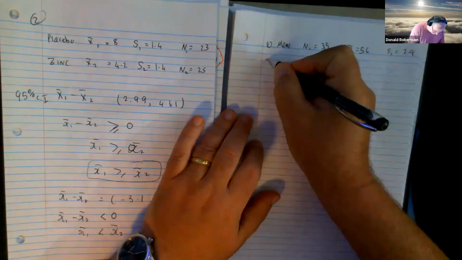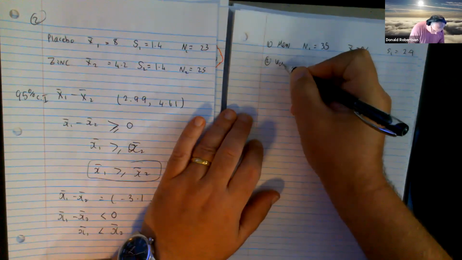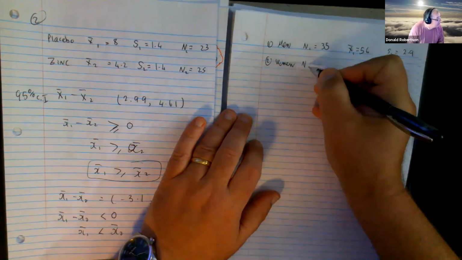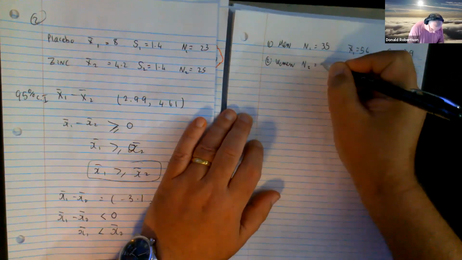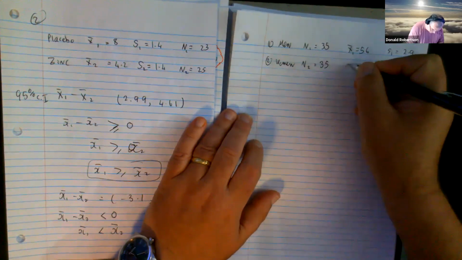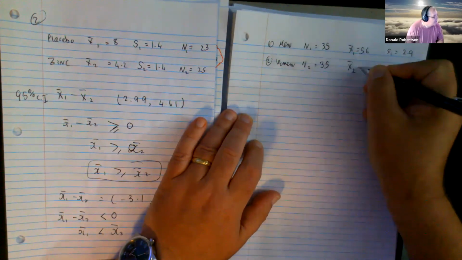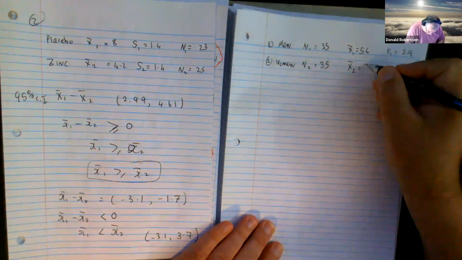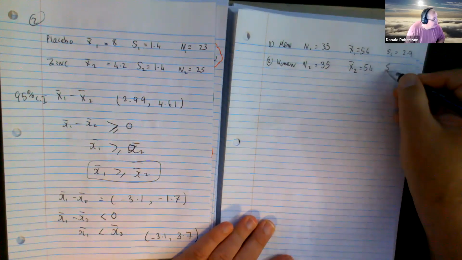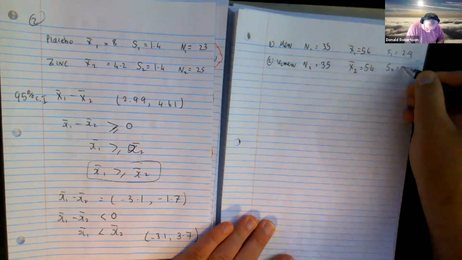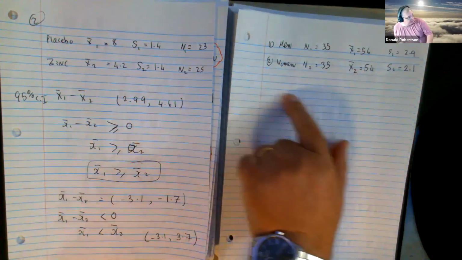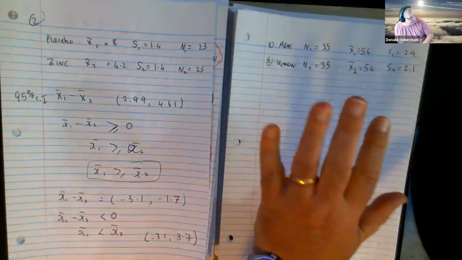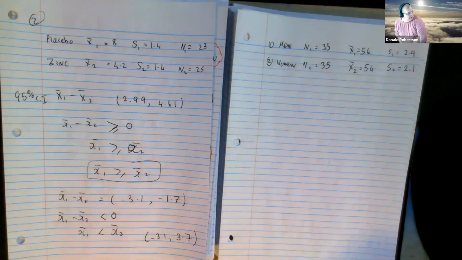The second group, which is women, in this case, the number in that sample was 35 as well. The mean was 54, and the standard deviation was 2.1. And in a few minutes, we're going to calculate the standard error, the difference, and then the approximate 95% confidence interval.